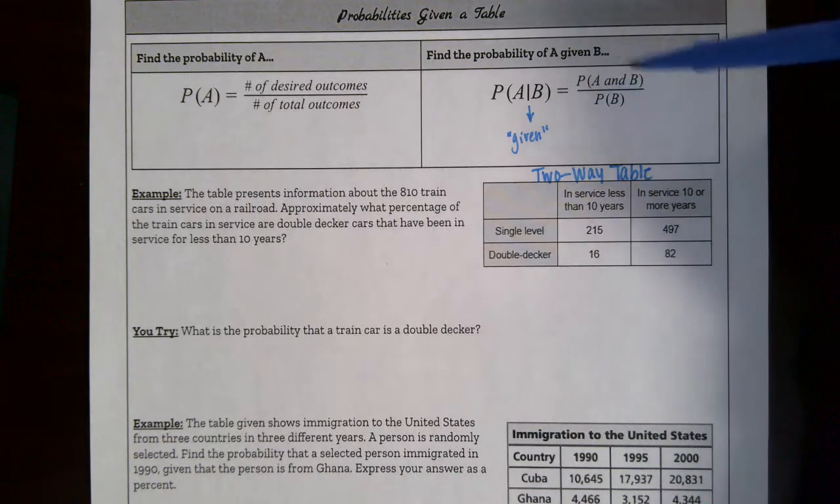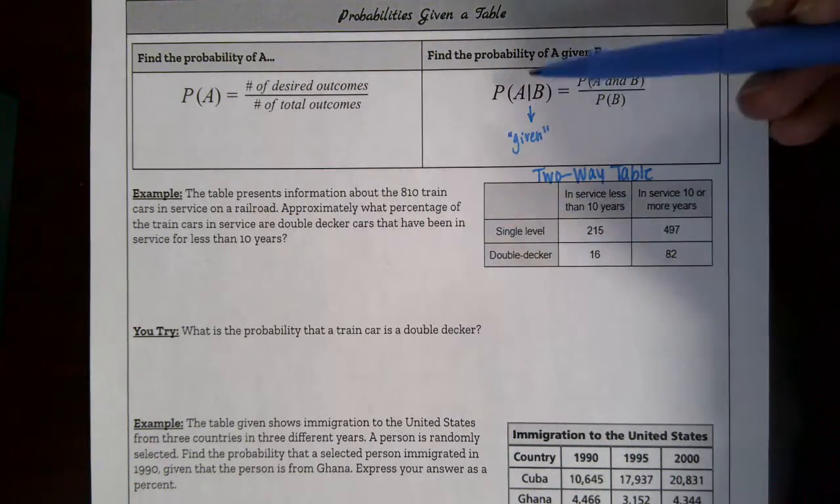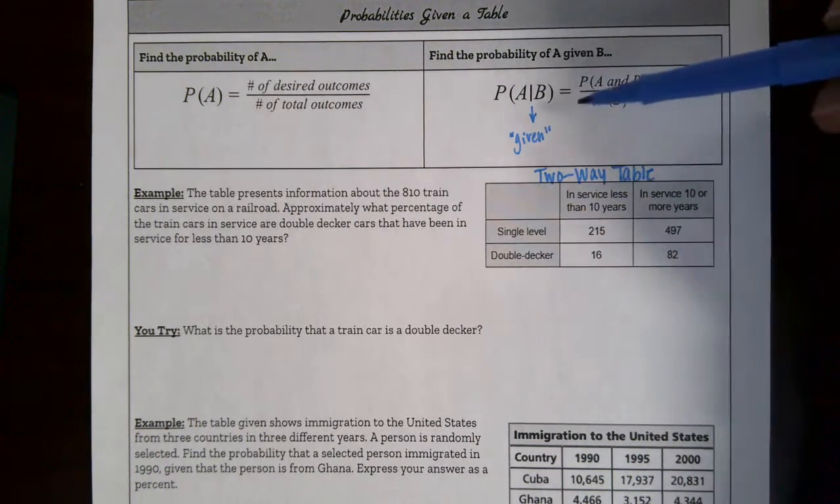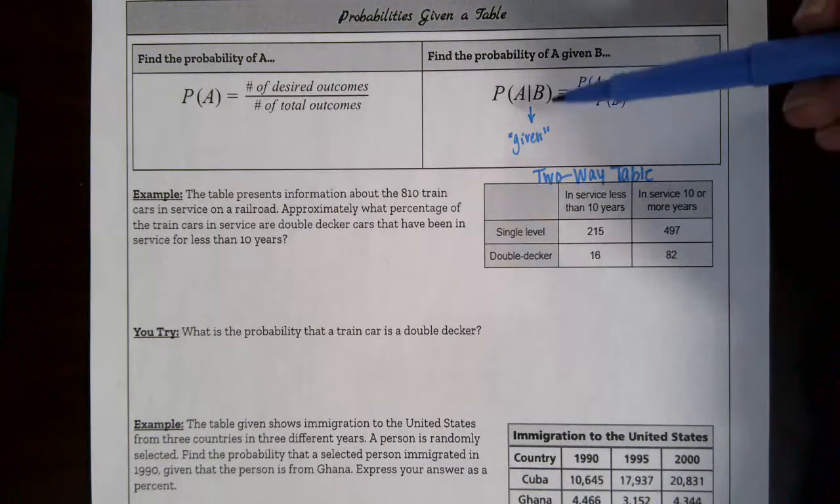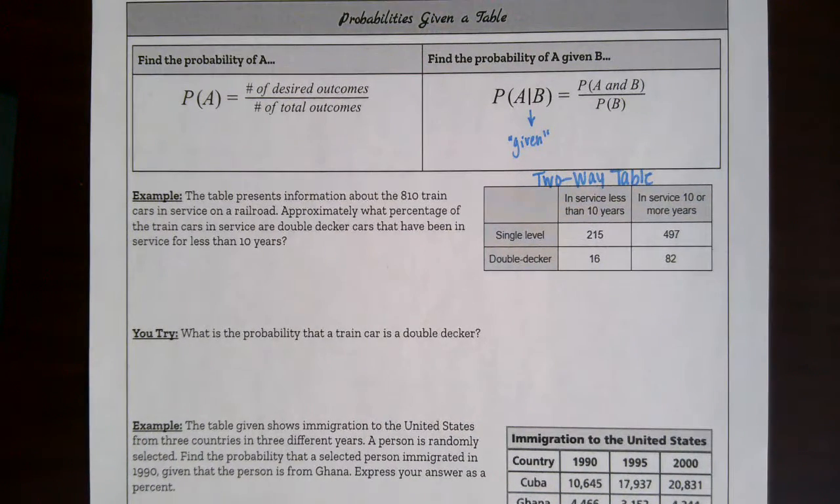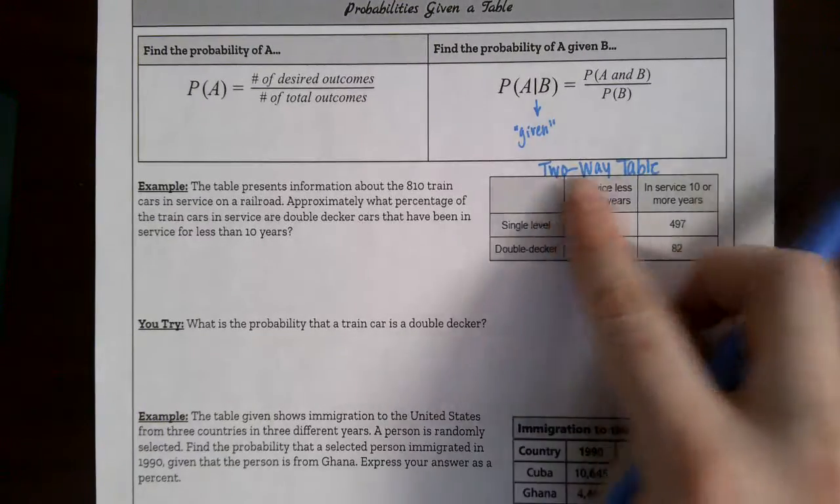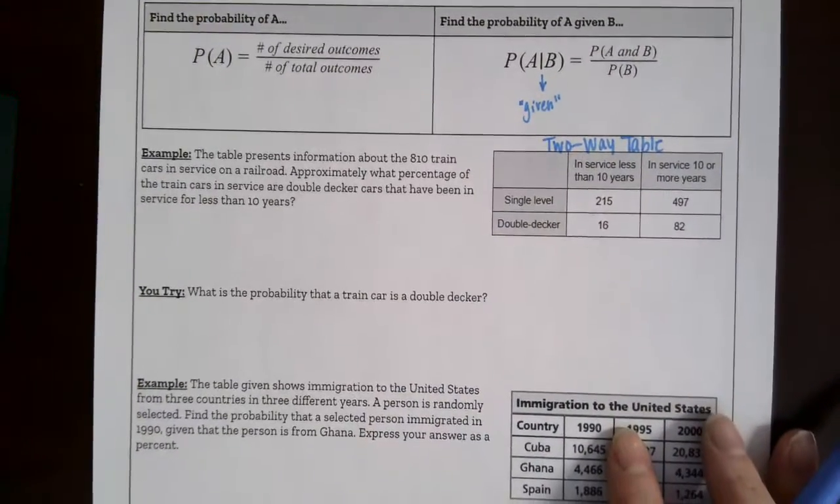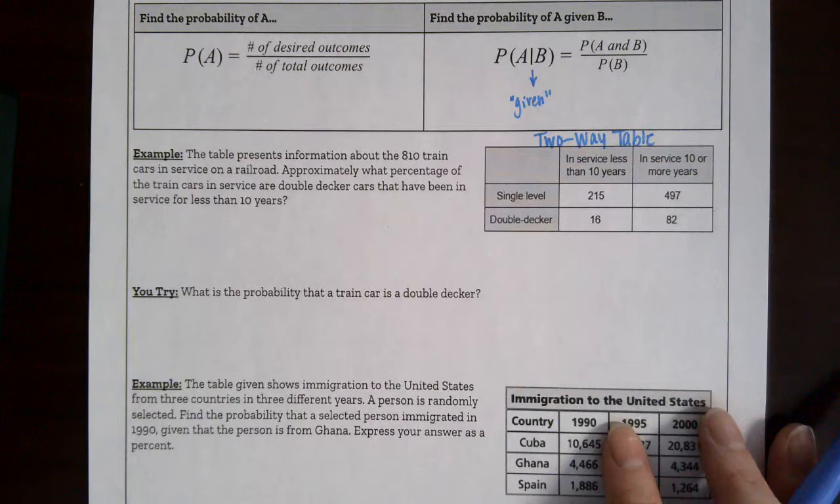So we can look at that instead of just looking at the entire school. And in order to do that, you find the probability of both A and B. So you look at A and B happening, and then you divide by the probability of B. All right, so it's a little bit more complicated than it looks. Let's look at an example to go through what this is going to be like.